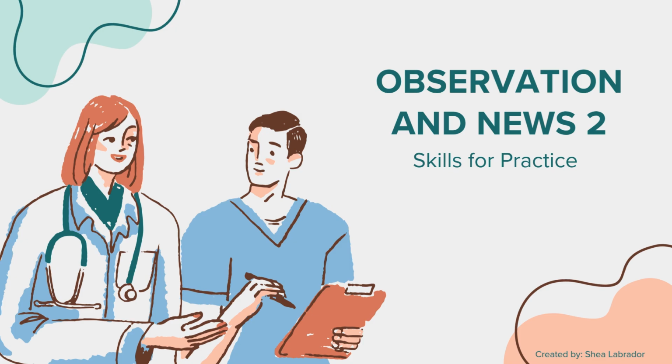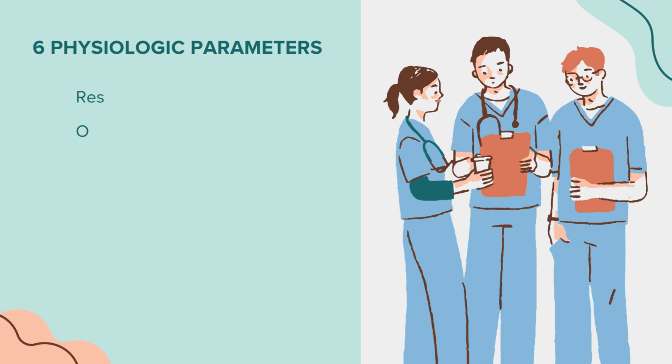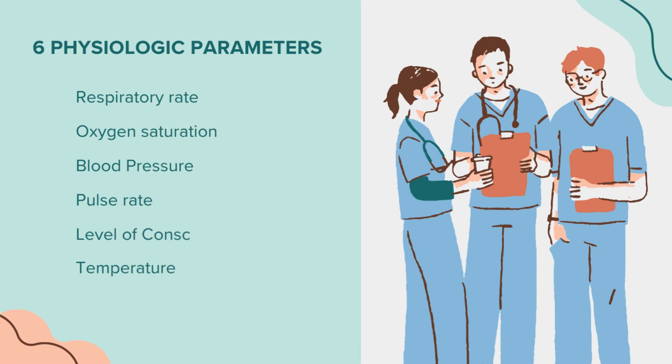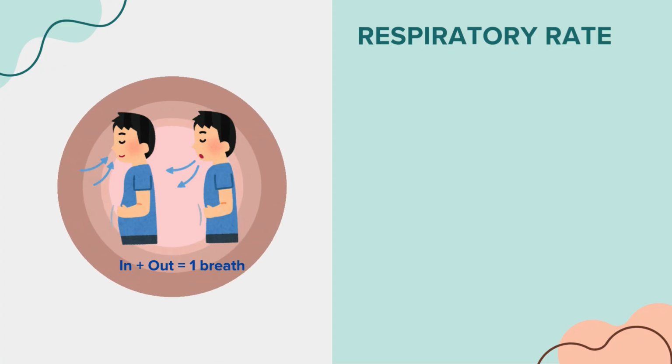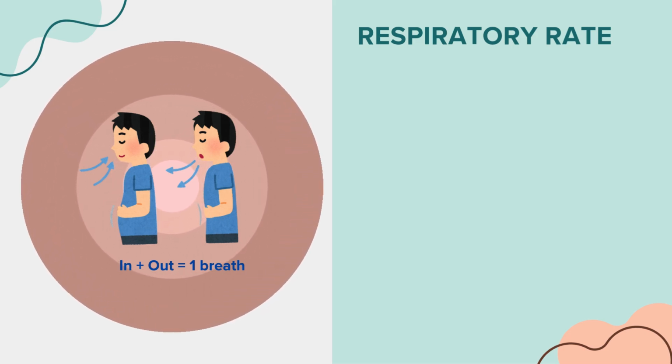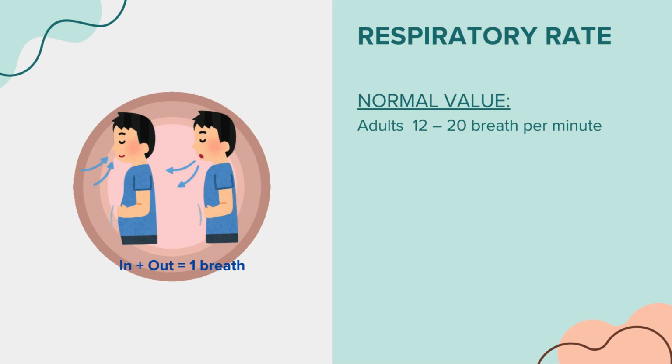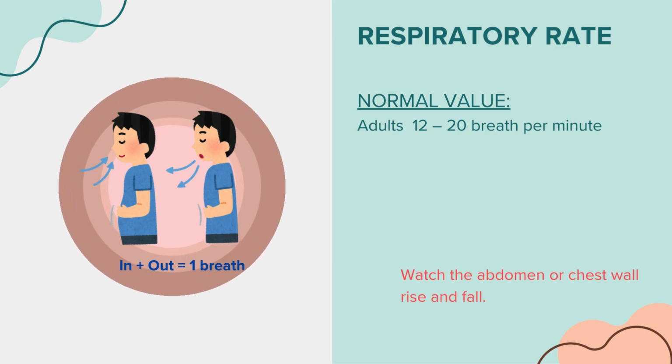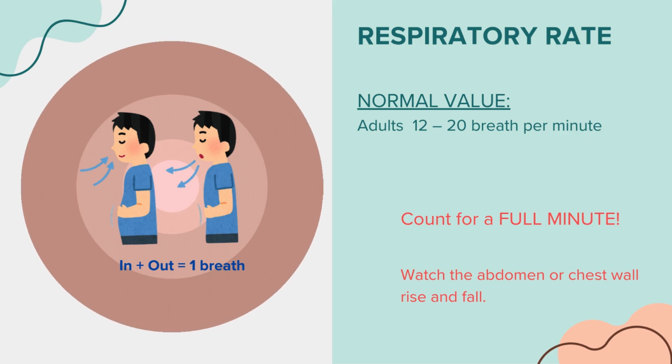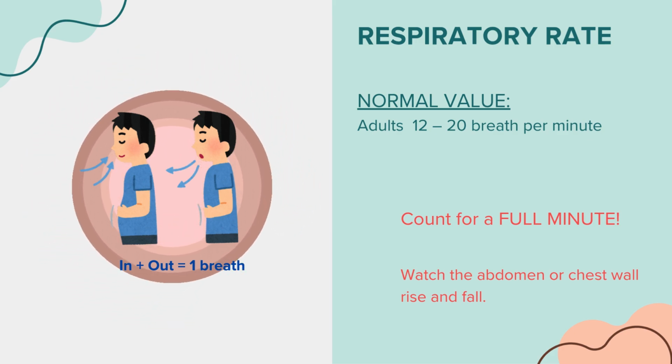Observation and NEWS 2. There are 6 physiologic parameters to observation: respiratory rate, oxygen saturation, blood pressure, pulse rate, level of consciousness, temperature. Respiratory rate is the movement of air in and out of the lungs. The normal value for an adult is 12 to 20. When counting, watch the abdomen or chest wall rise and fall. Count for a full minute.